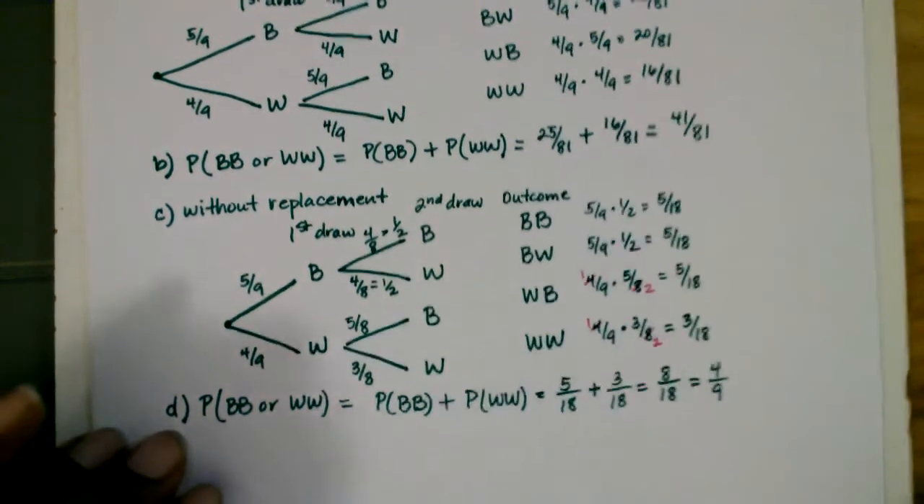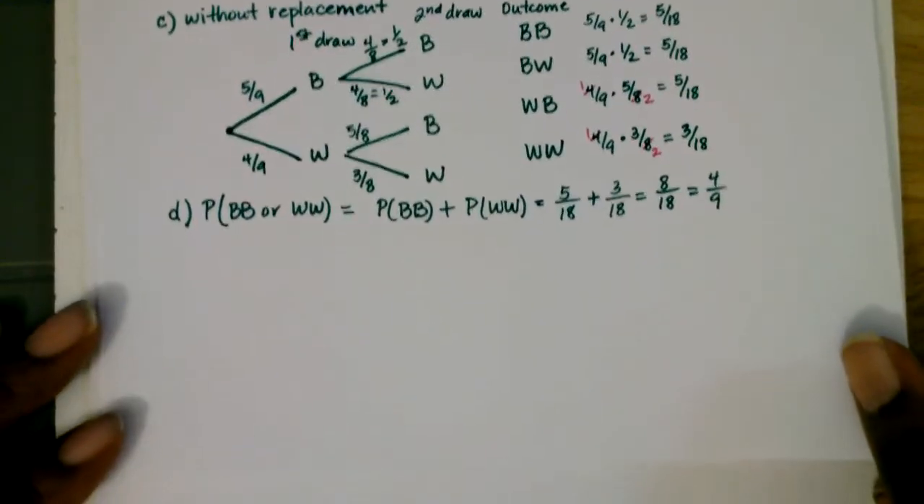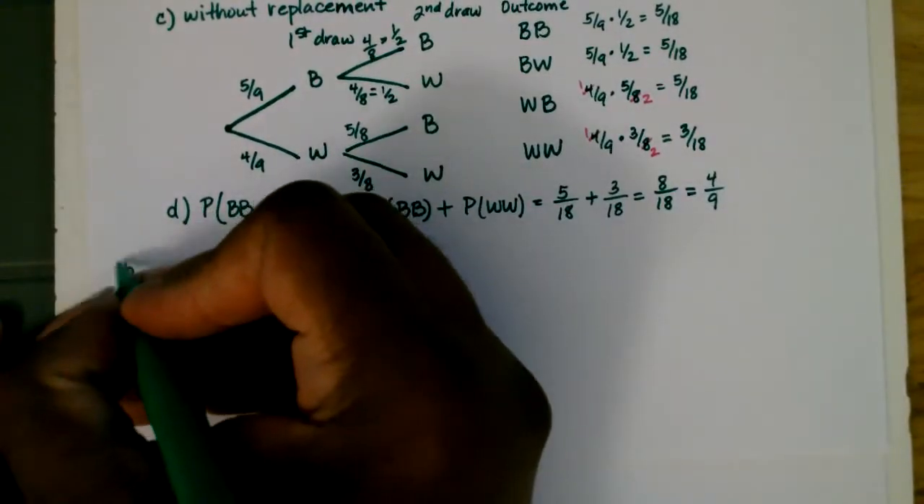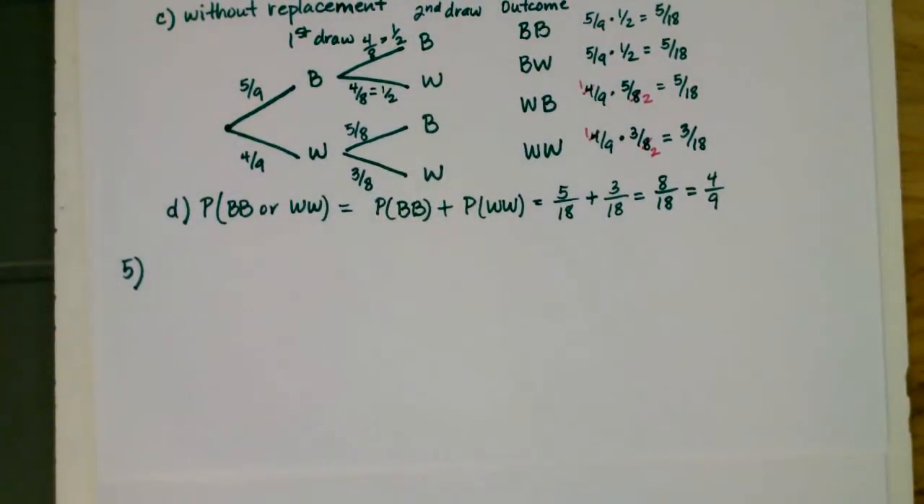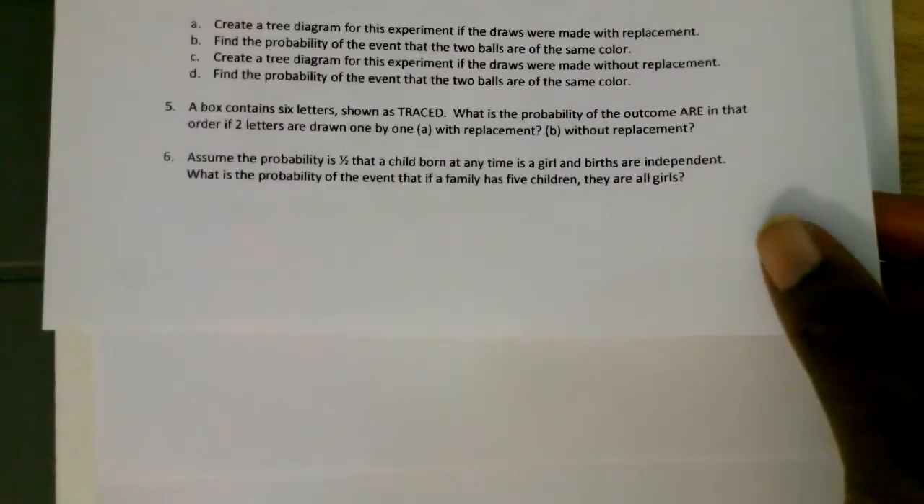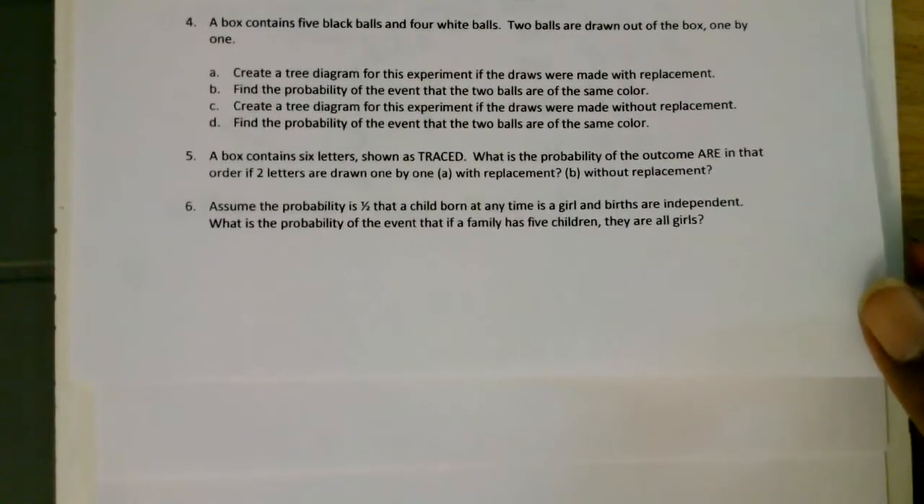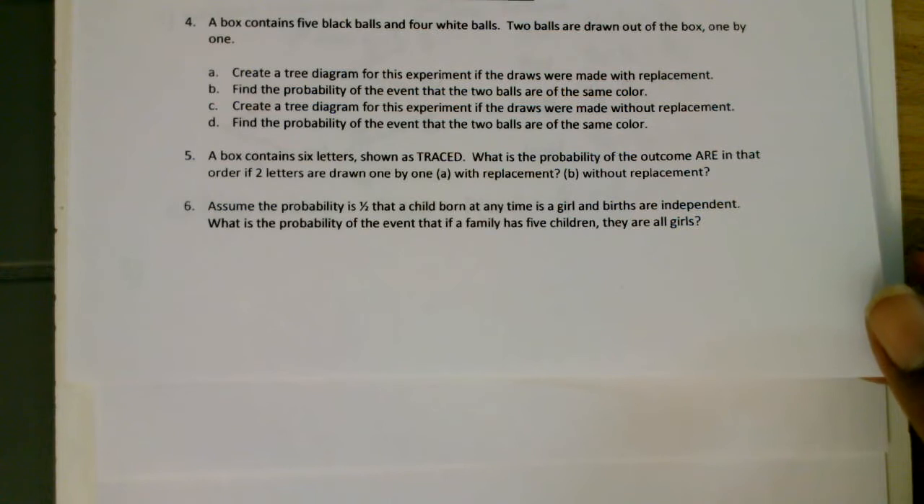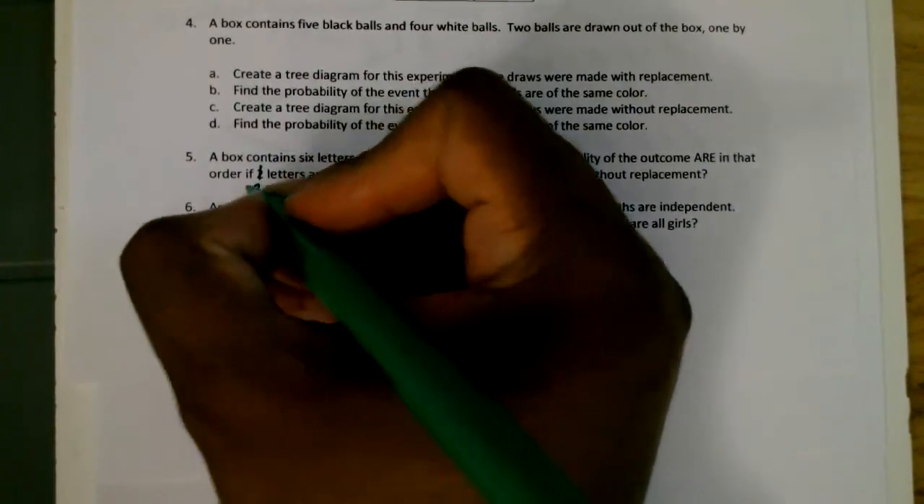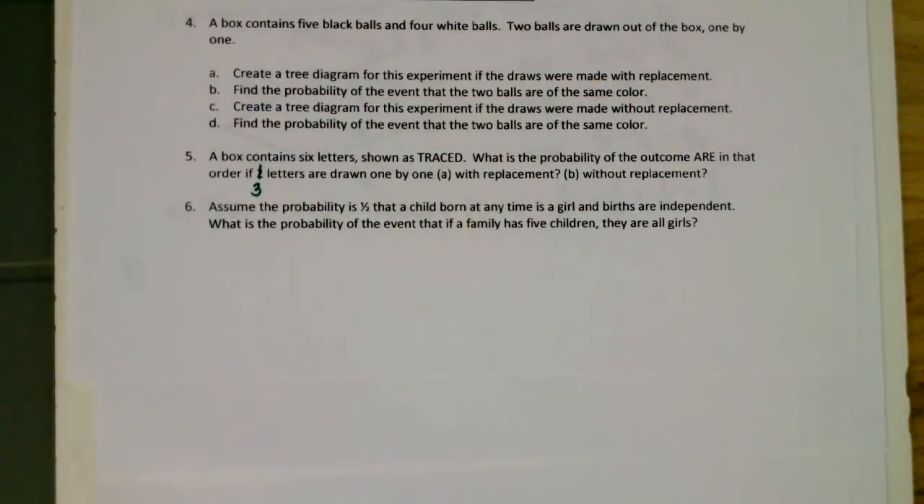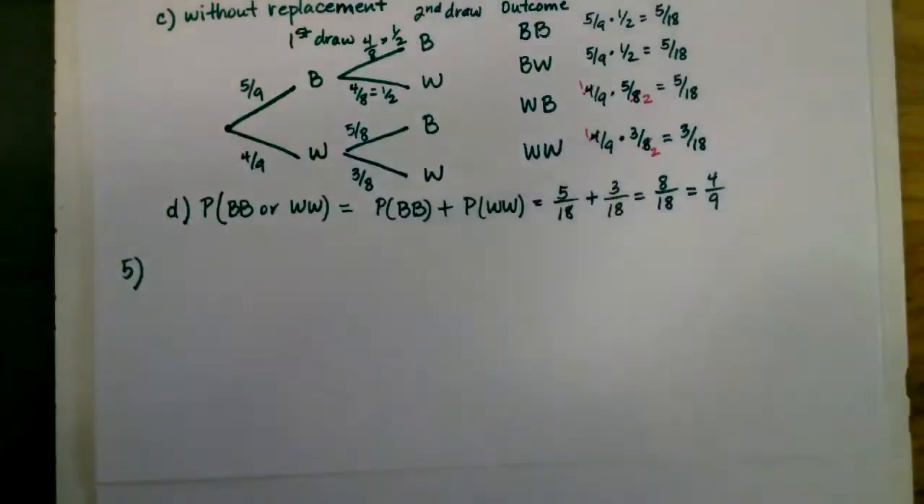Okay, so all of that was problem number 4. Let's see. Problem number 5 is this. A box contains 6 letters shown as TRACED. What's the probability of the outcome ARE, in that order, if 3 letters are drawn one by one, with replacement, and B, without replacement.